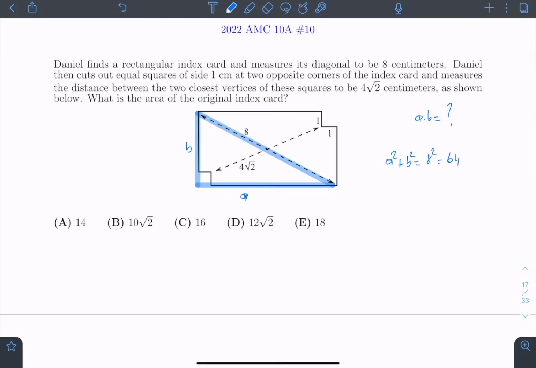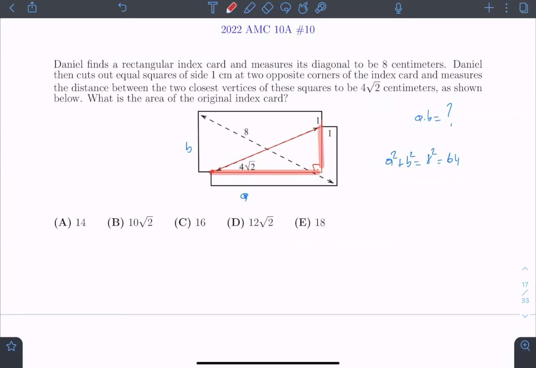Great. And then we are just cutting the 2 corners out, and then we are measuring the closest distance from this to that, which is 4√2. If we make another right triangle here, let's draw a horizontal line from here and another vertical line from here. We are going to have another right triangle. What are the dimensions of the legs? We have to figure out this leg and this leg in terms of A and B.